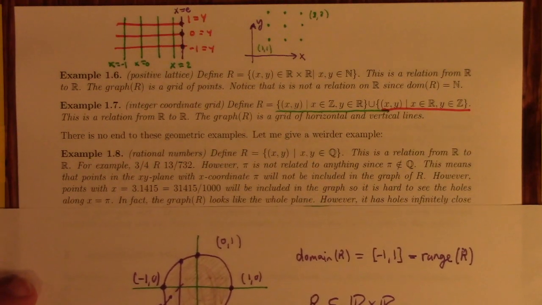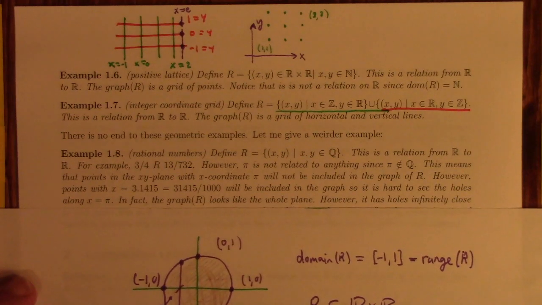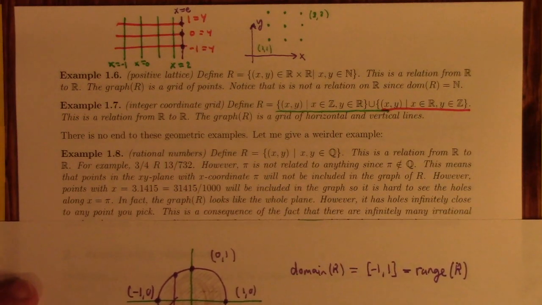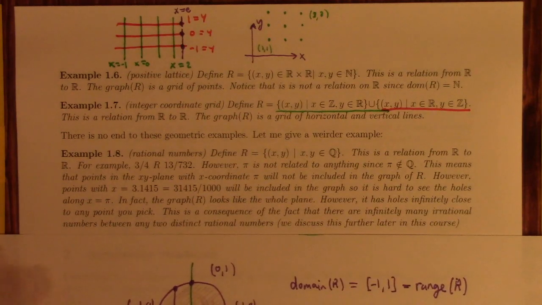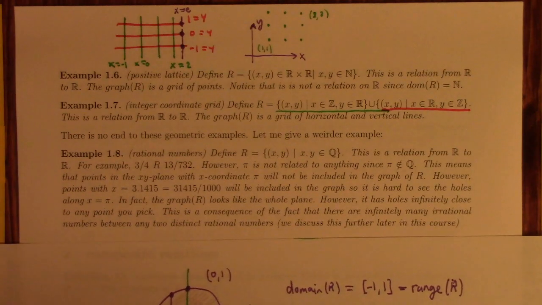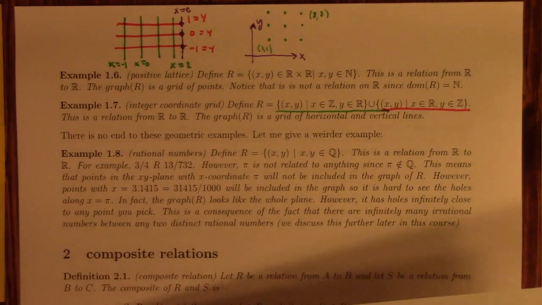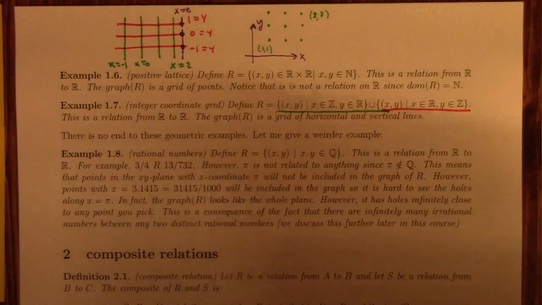If you were to graph this thing, it would just look like the whole plane, but it's technically got lots and lots of holes, infinitely close to any point you pick. This is a consequence, of course, of the fact that there are infinitely many irrational numbers between any two distinct rational numbers. So we'll talk more about that as we go on in this course. Let us move on here.